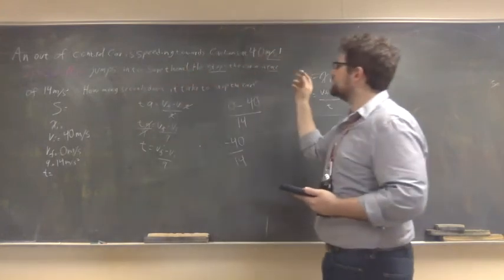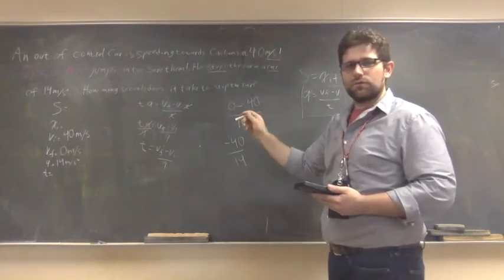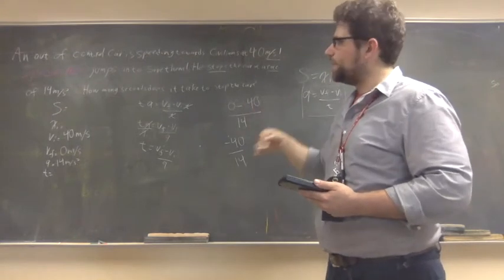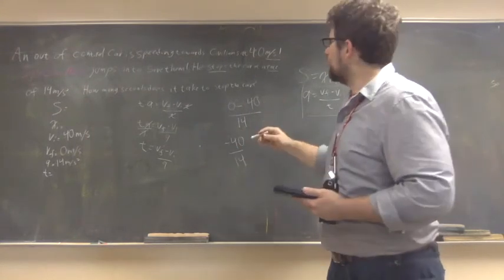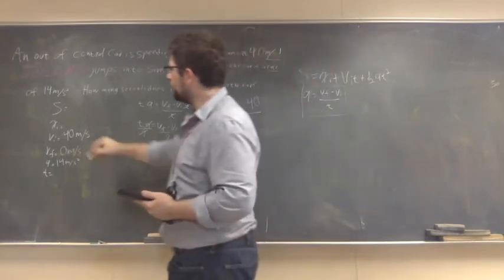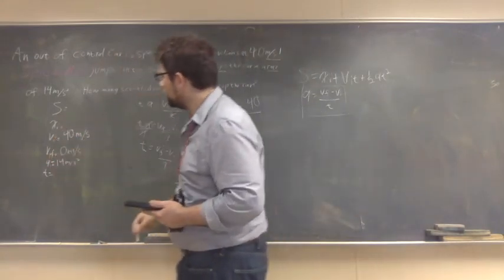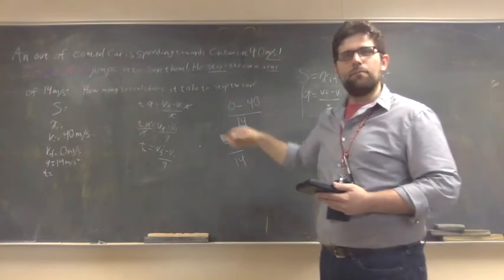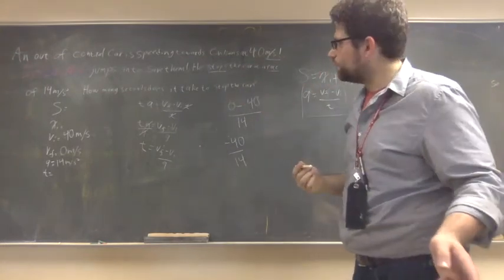When we're slowing down, our acceleration and our velocity need to be different signs. If we're speeding up, then they're the same sign. So that's a really good point. My acceleration should be negative. Now, it isn't negative in the problem, but that's something that I'm going to have to look out for.